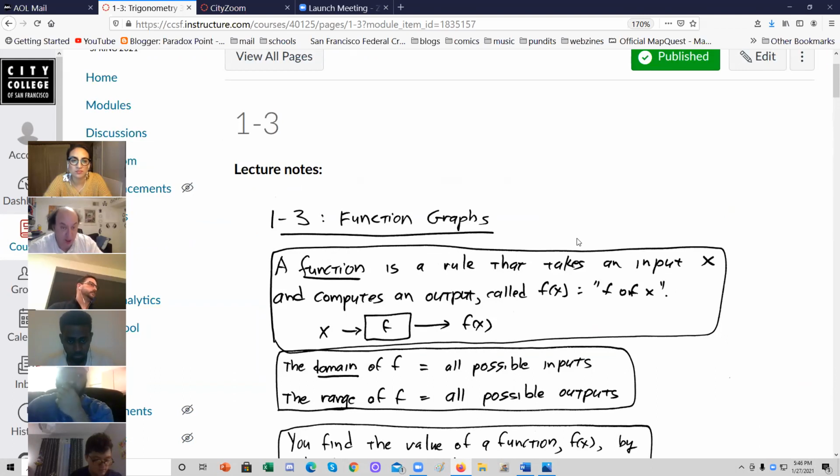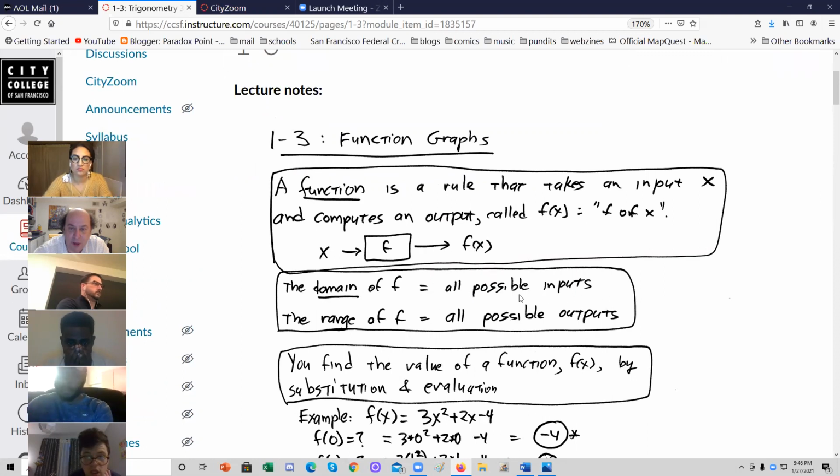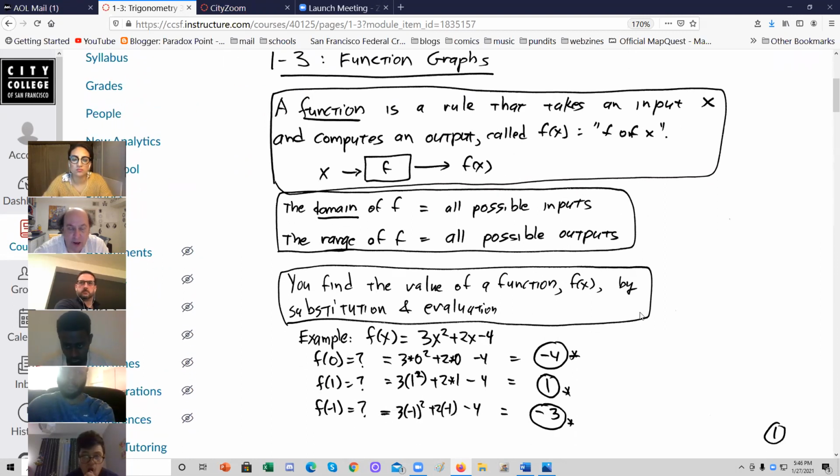Let's start. A function is a rule that takes an input, x, and computes an output called f of x. So here's x, it goes into the function, and that comes out f of x. The set of all possible inputs is called the domain of the function. The set of all possible outputs is called the range of the function. Okay, we find the value of the function by substitution and evaluation.